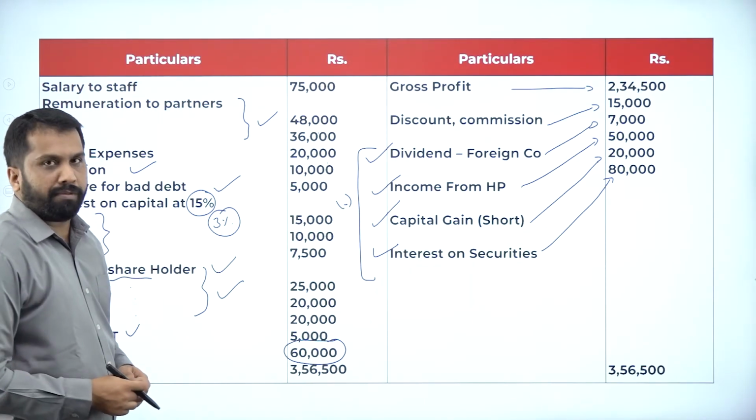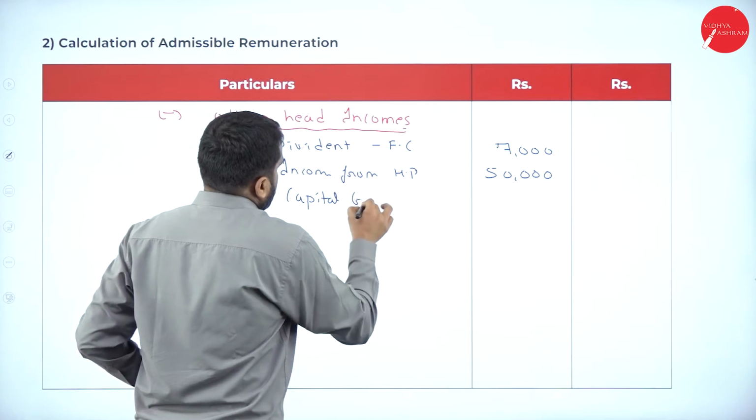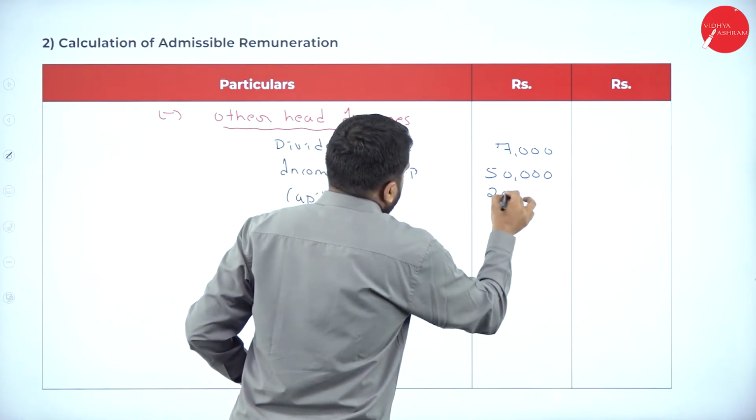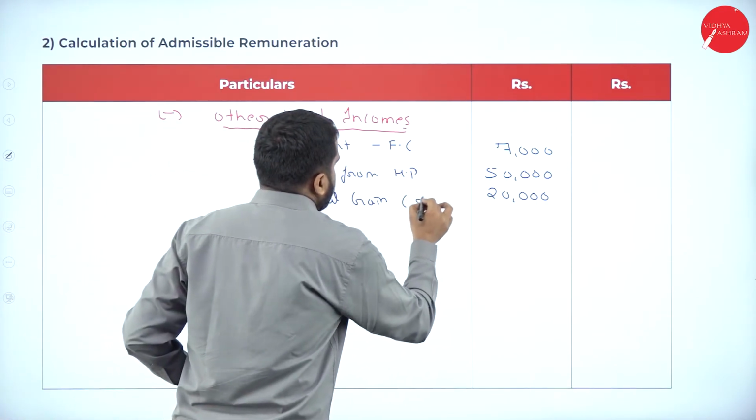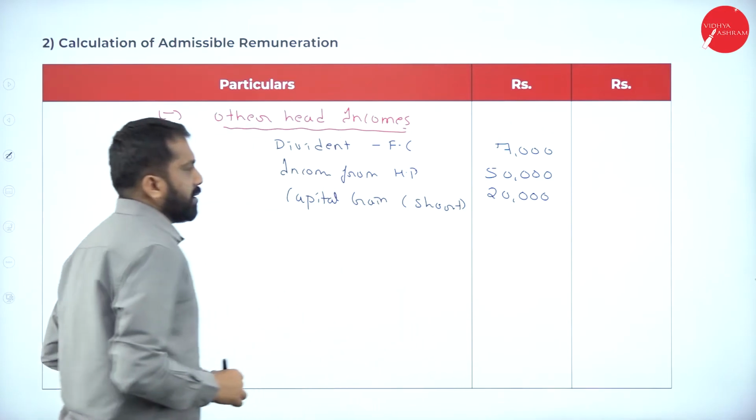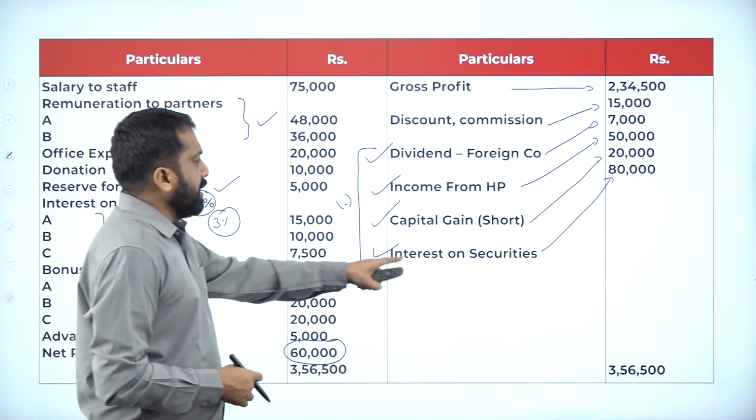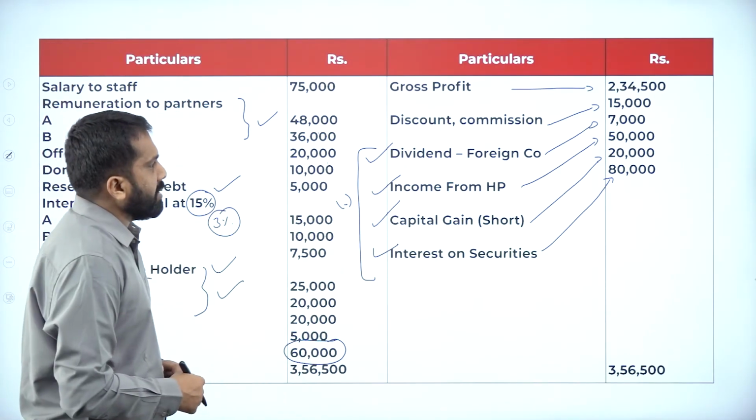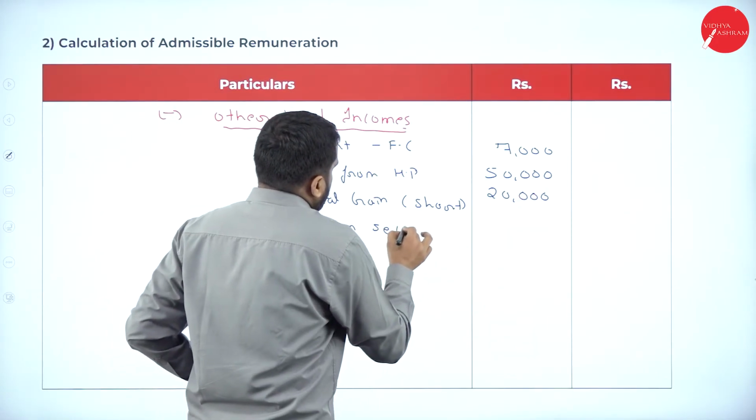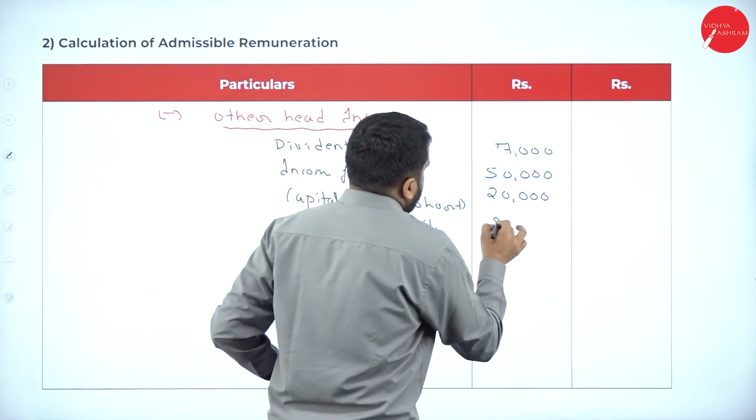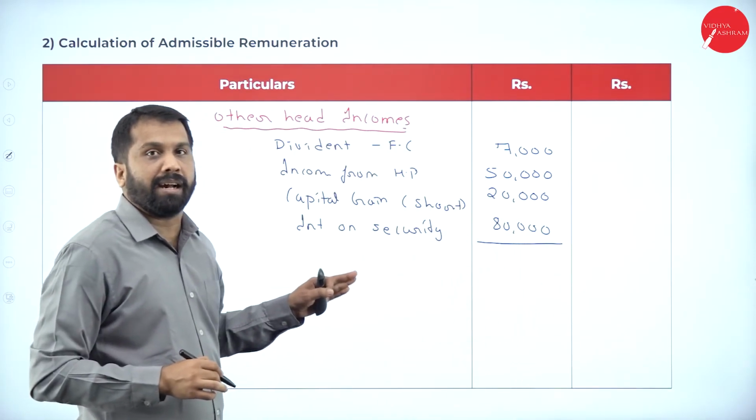Capital gain short term 20,000. After capital gain, what is the next one? Remember, in the bracket mention short term, because long term is separate calculation. So after that, what do we have? Interest on security 80,000. We're done with all other head income or admissible item.